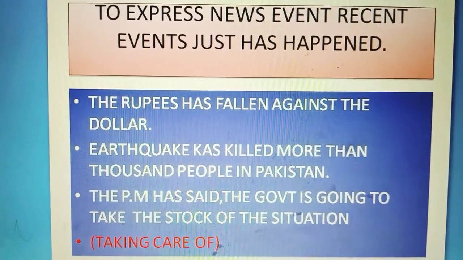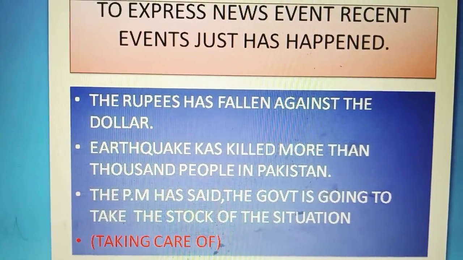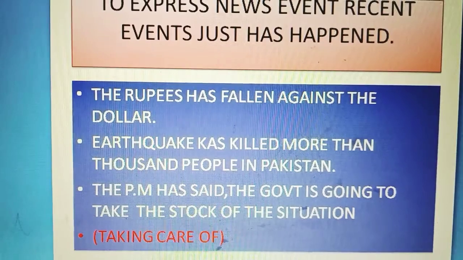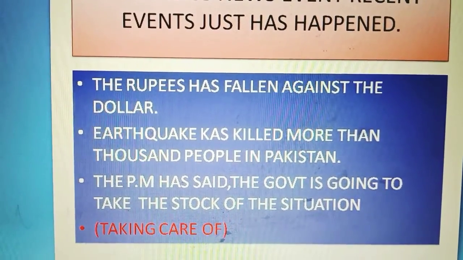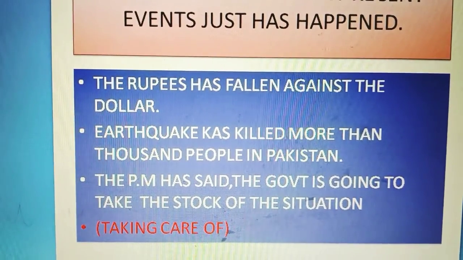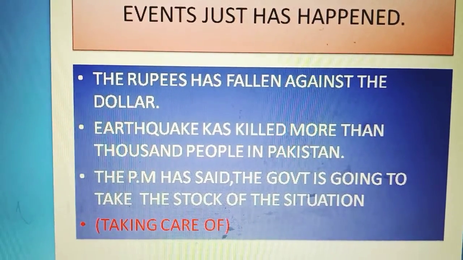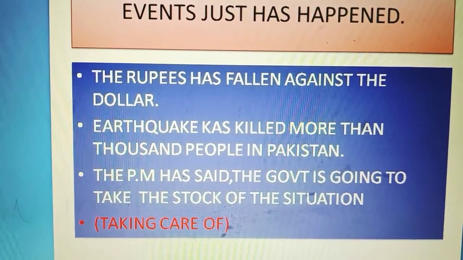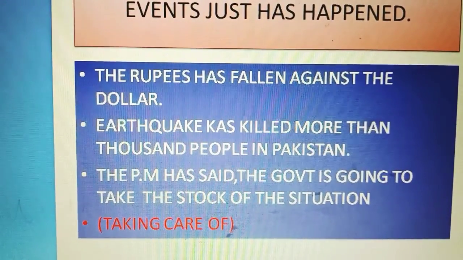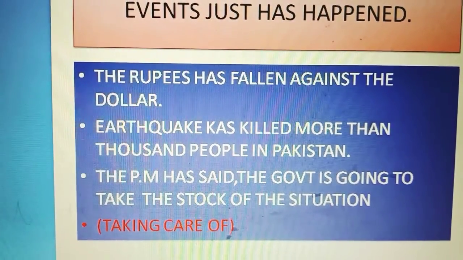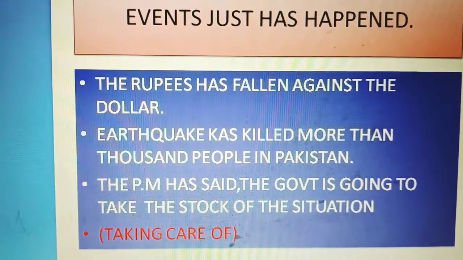To express news events and recent events that have just happened, जो अभी अभी हुई है, like the rupee has fallen against the dollar, डॉलर के मुकाबले रुपए गिर गया. Earthquake has killed more than 90,000 or more than that 1,000 people in Pakistan. The PM has said the government is going to take stock of the situation. Stock of the situation here means taking care of. Here means जायजा लिया जा रहा है, like.